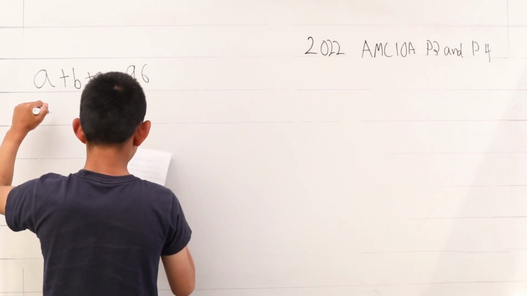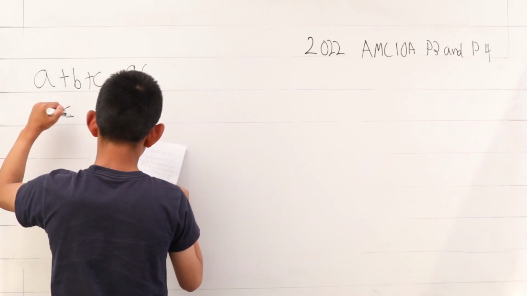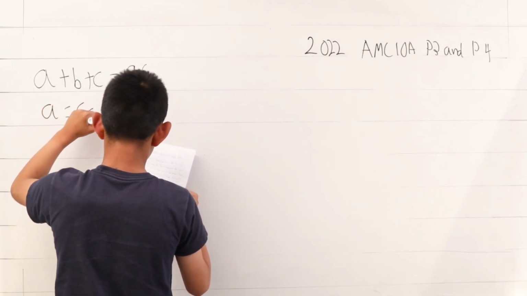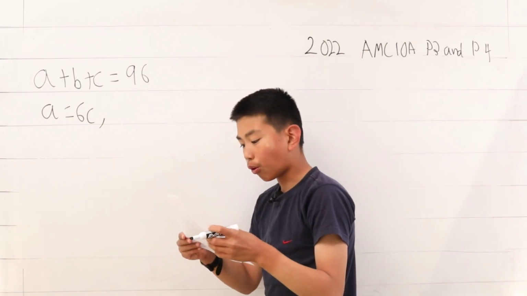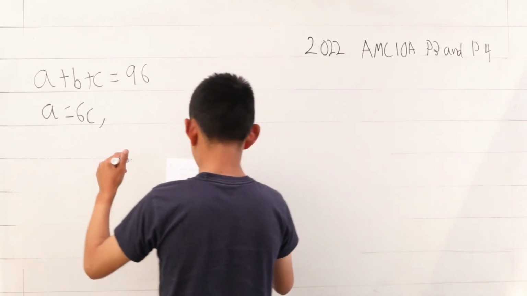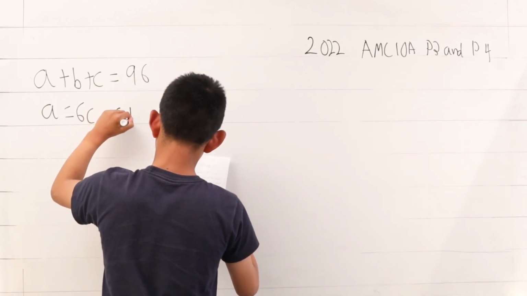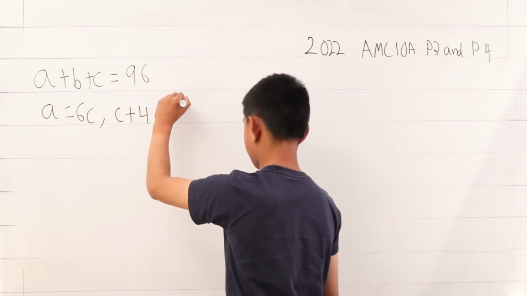So basically, A is equal to 6 times C. And we are also given that the third number is 40 less than the second number. That means that C plus 40 is equal to the second number, or B.